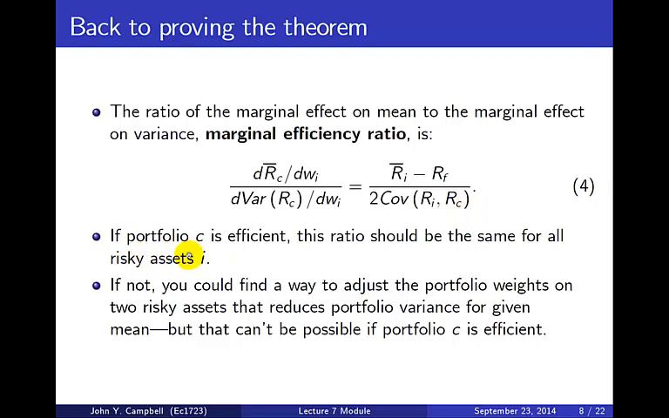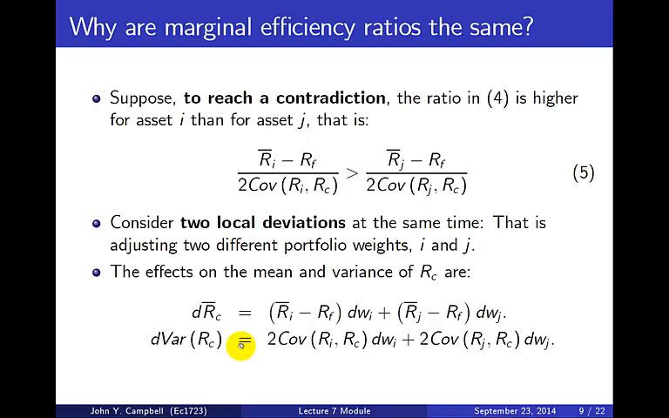Now I'm going to assert that if portfolio C is efficient, this ratio should be the same for all risky assets I. And the intuition for that is that if this were not true, you could find a way to adjust the portfolio weights on 2 different risky assets that would reduce portfolio variance for a given mean. But of course that can't be possible if portfolio C is efficient. All right, so the property of efficiency requires that this ratio here in equation 4 must be the same for all possible assets.